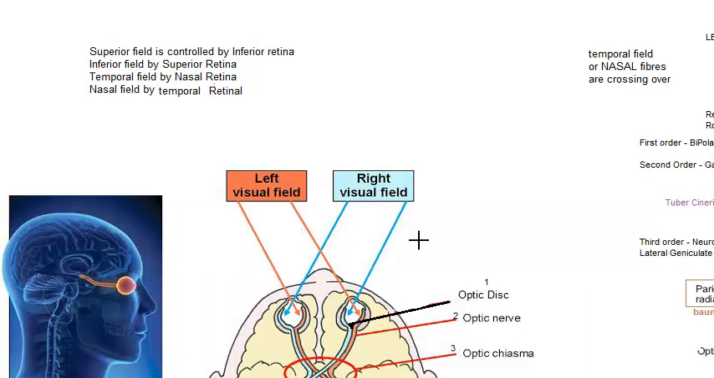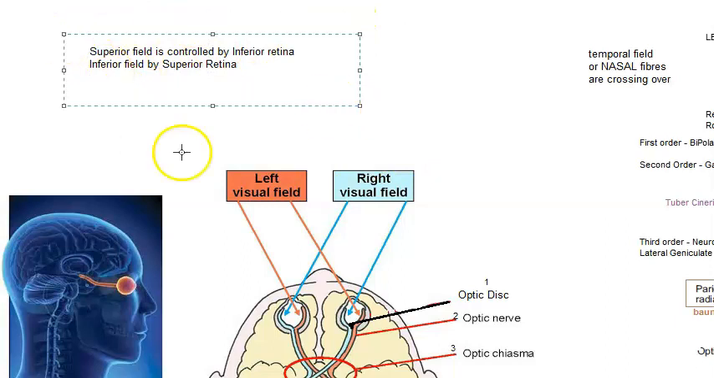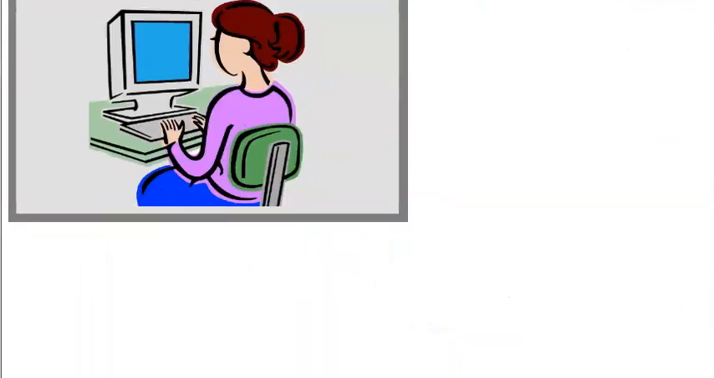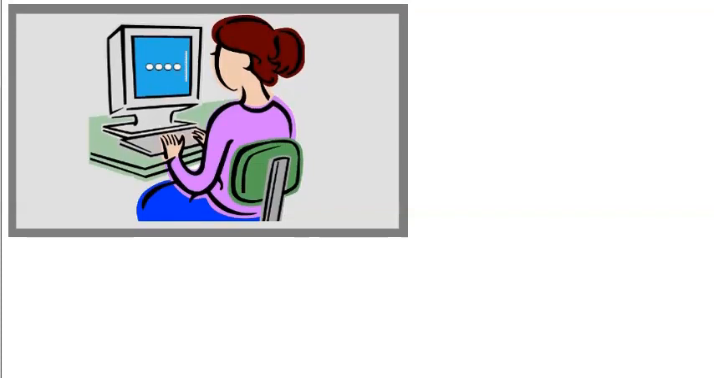Now look up, guys, and say where the rays are falling. When you look up, the rays are falling on your inferior retina. This much you have understood, no? Now we will do one thing. We will look at the lesions of the visual pathway. In the visual pathway, if there are lesions, what will happen?